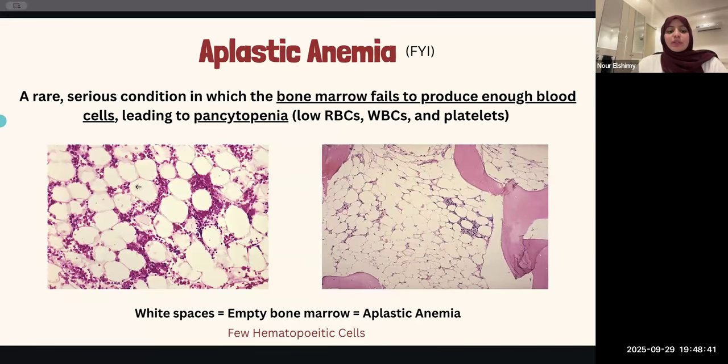Under the microscope, this is how it's going to look. It's going to look empty. It has white spaces, okay? It's very empty, and we have no stem cells, so we're not going to be able to produce enough blood cells, all right? And this is hypoproliferative, because obviously we're not producing red blood cells, basically, okay?